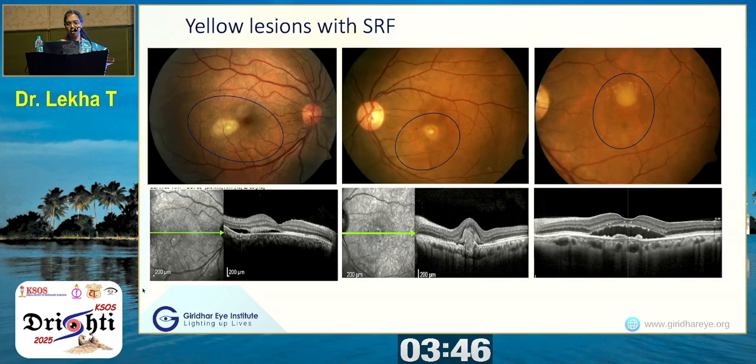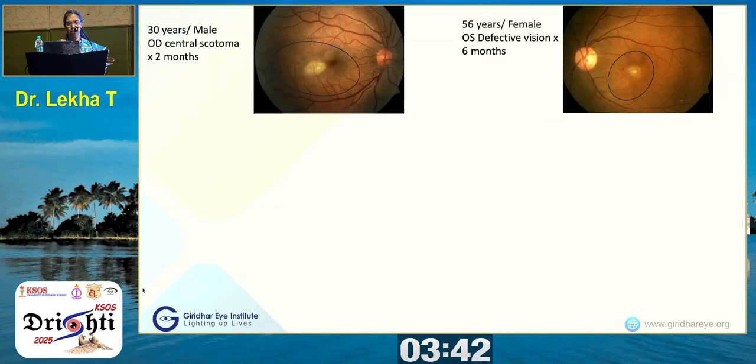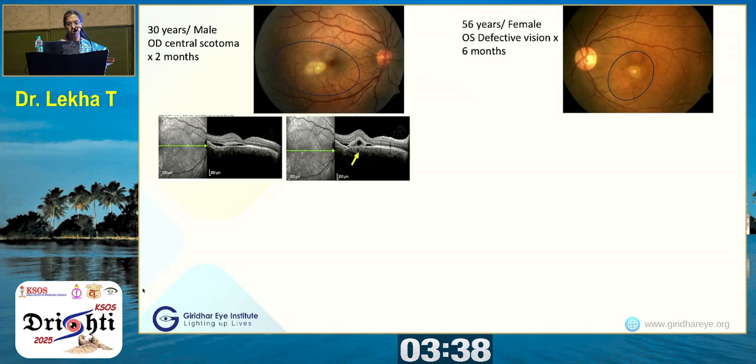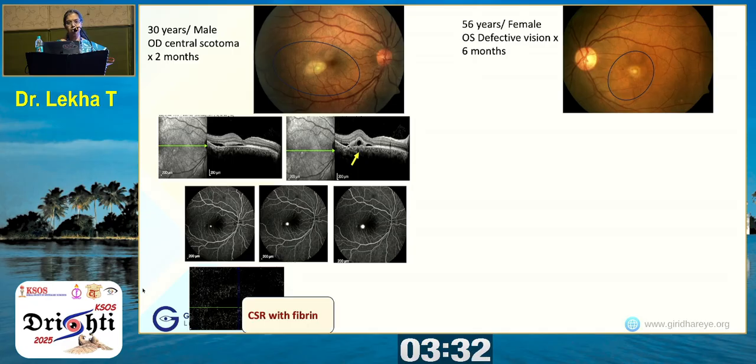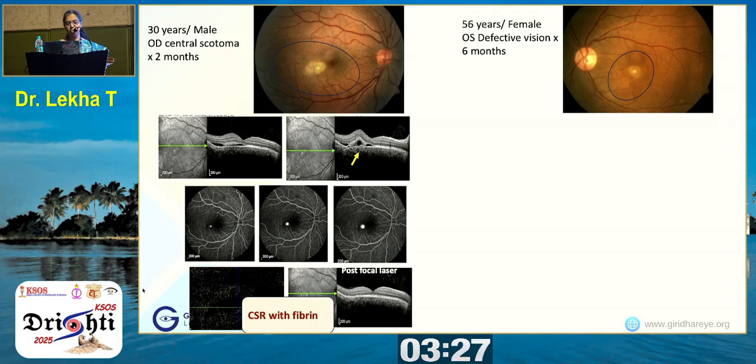Now we move on to the yellow lesions with subretinal fluid. These are three different situations. How do we proceed? The first case is a young male who came with central scotoma. OCT shows subretinal hyperreflective material with a vacuole sign. FFA showed an ink blot leak, no network on OCTA. So this is CSR with fibrin, which was giving that yellow appearance, and he responded to focal laser.